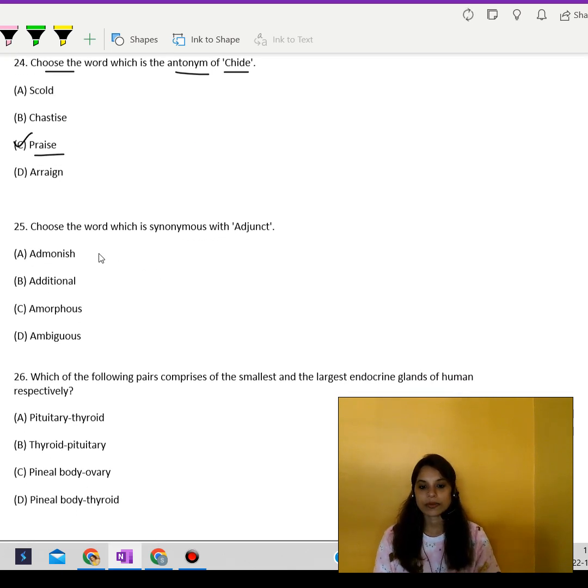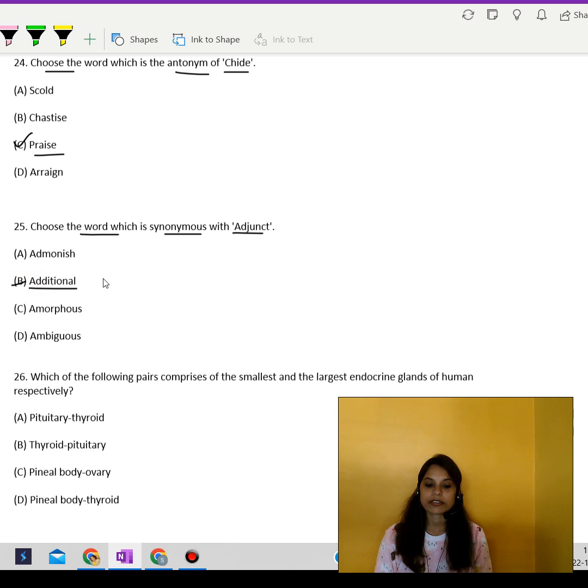Let's move over to the last question in the English section. Choose the correct word which is synonymous with adjunct. Adjunct means additional, adding something extra or supplementary, obviously making it the correct synonym for adjunct. The other ones: ambiguous means vague or not clear enough to understand. Amorphous means formless or shapeless. Admonish means some sort of warning or threat given. So these words have totally different meanings, and that is why we need to go with additional.